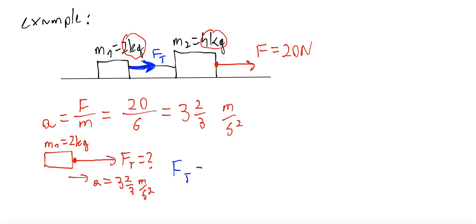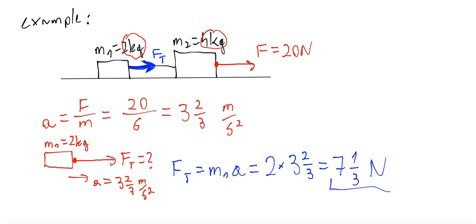Force of tension is the product of the mass on which it acts, so M1, and acceleration, which was calculated by you. So this is 2 times 3 and 2/3, which is 7 and 1/3 newtons. Ta-da! If you have a result like this, then very good.